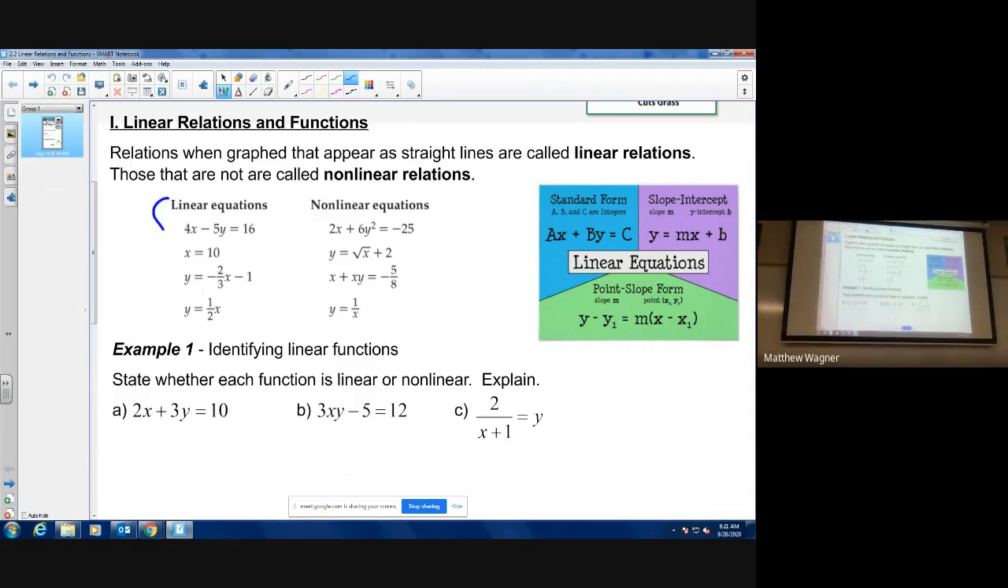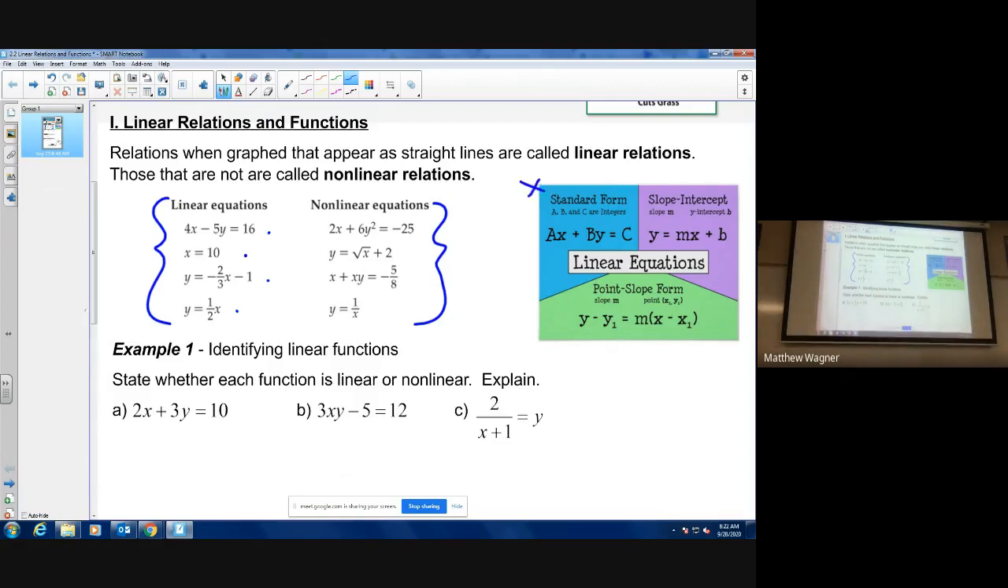So kind of looking at the difference, these equations should all look relatively familiar. We have standard form, we have a vertical line, we have slope-intercept form, and then we have slope-intercept form without a y-intercept, all right? Nonlinear equations, if you notice, you're going to have powers, you're going to have square roots, you're going to have multiple variables, you're going to be dividing by variables. They look a lot more complex.